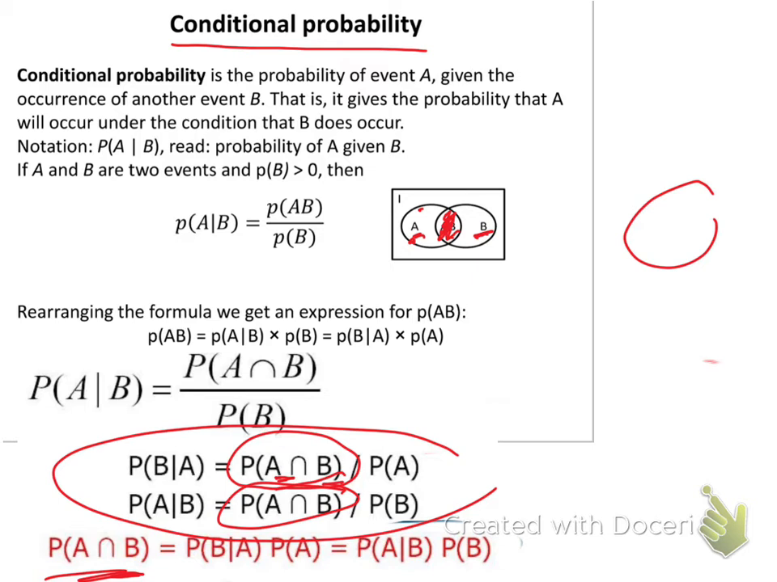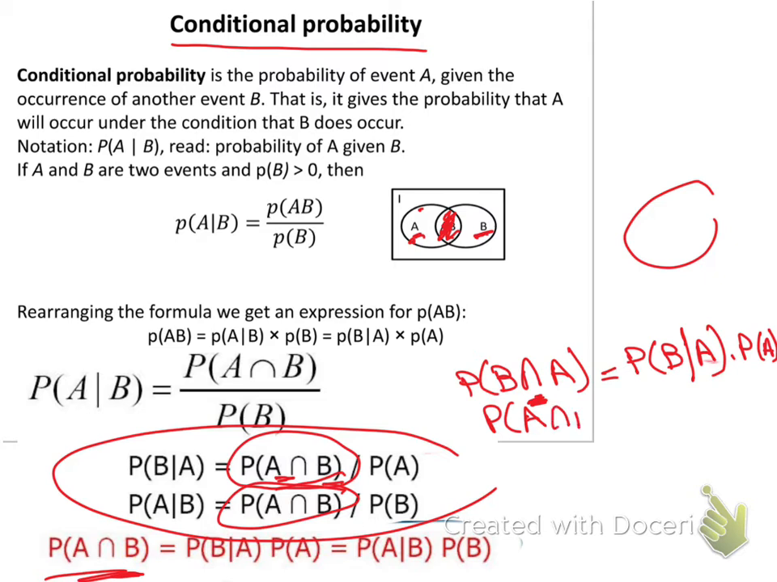But the way we need to memorize it, we say that probability of B intersect A equals the probability of B. I replace intersect by given A times probability of A. That's it. If I want the probability of A intersect B, it's very easy. Probability of A, instead of intersect, given B times probability of B. I think it's easy even to memorize.